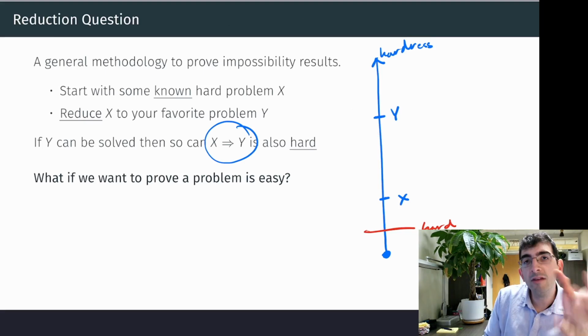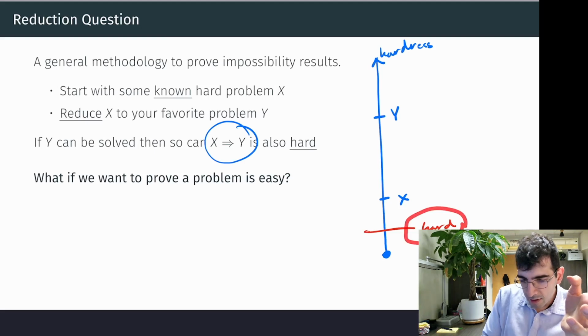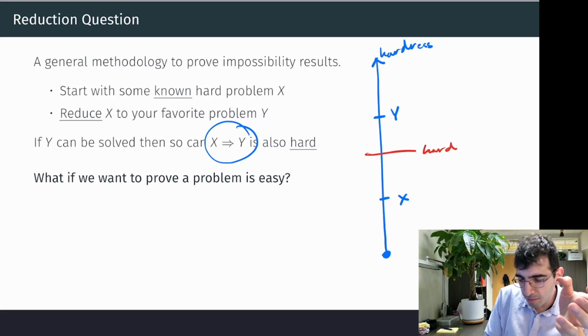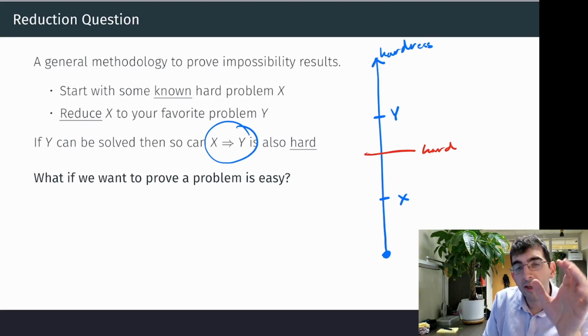But if x is an easy problem, then y doesn't necessarily have to be easy. X could be an easy problem and y could be a very hard problem, right? So just because of that, you have to remember your reduction direction intimately.